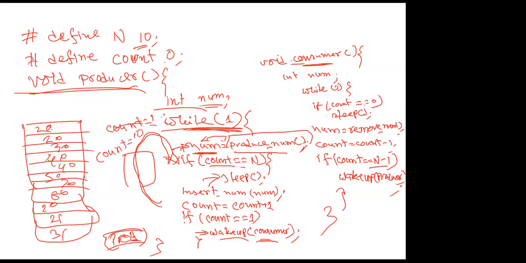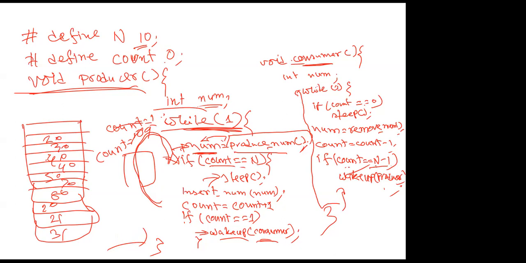So it will remove a number from here. There is also one while loop in the consumer function. Once it runs one time, it will remove a number from the slot, so the count value will be decremented. It will be 9. Then, if count equals n minus 1, meaning count equals 9, it will wake up the producer function as well. That means there is now at least one slot where you can insert a number.